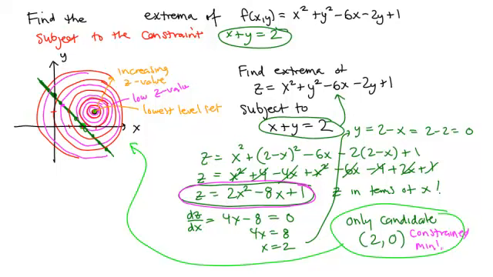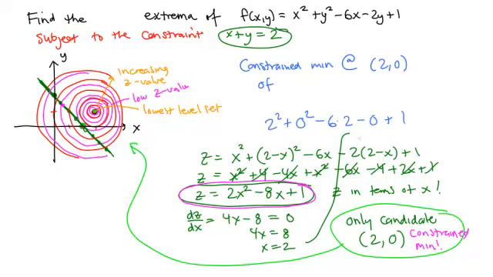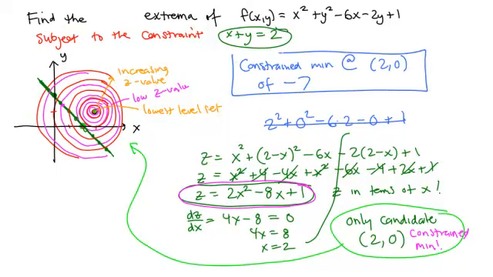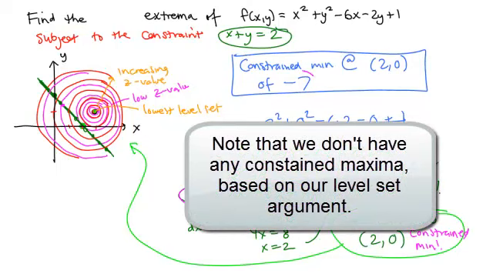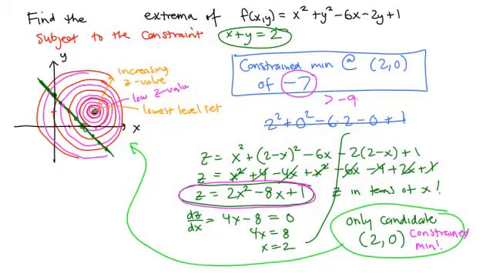So now we can answer the question. We have a constrained minimum value at the point (2, 0). And it's a minimum value of, well, let's plug (2, 0) into here, and that value would be negative 7. So we have a minimum value of negative 7. It occurs at the point (2, 0). Notice that this value is larger than negative 9, which we knew was the global minimum value. So that at least is consistent.